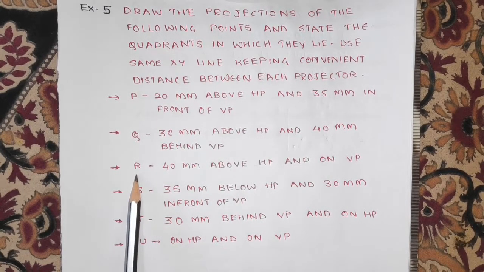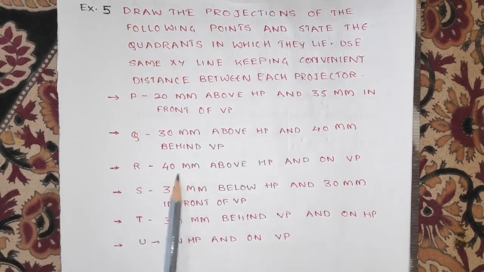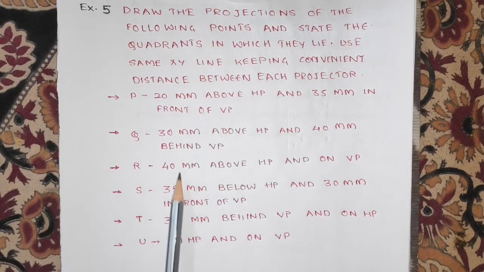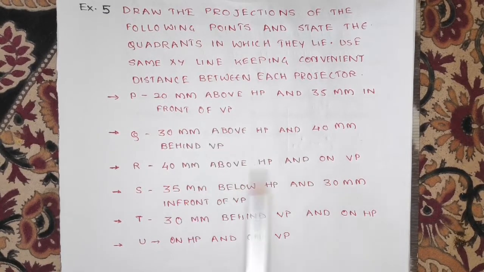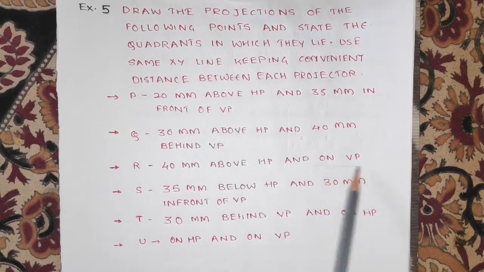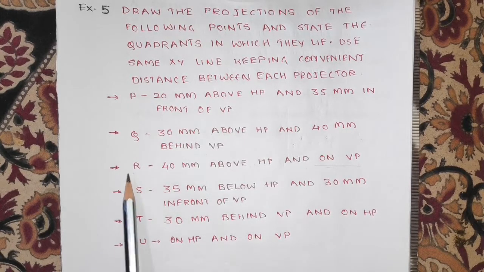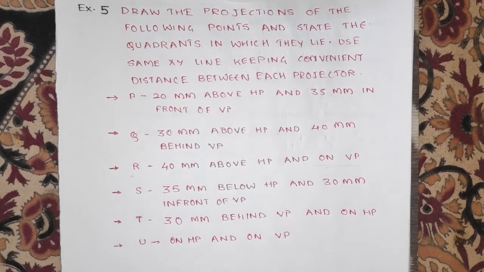For the third point, that is R, it is 40 mm above HP and on VP. This is a new sentence which you are seeing, because either we have seen the point above HP or below HP or in front of VP or behind VP. But in this case, we have the point on VP. So what can you say when the point is on VP? I'll explain this particular point in more detail when we solve this problem and come to point R.